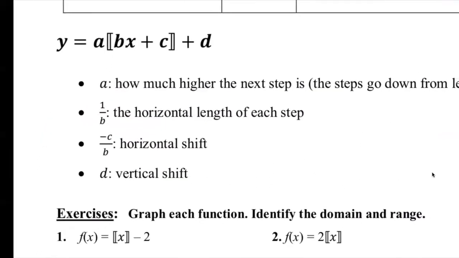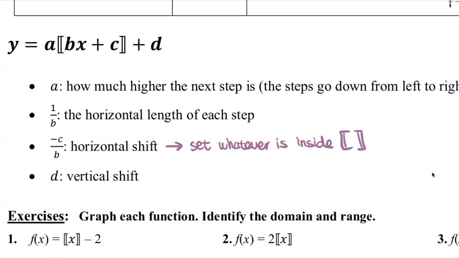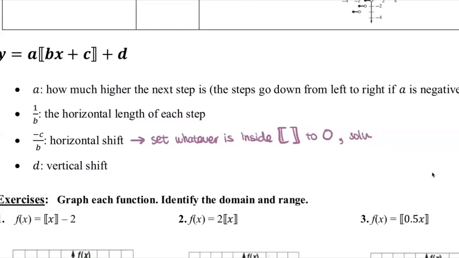All right, so when we add or subtract inside the function, it's going to shift horizontally. All right, and the horizontal shift will be this much. For me, it's hard to kind of remember that negative c over b. So I think this: for the horizontal shift, set whatever is inside those brackets to 0, and then solve for x. And that will tell you your horizontal shift.